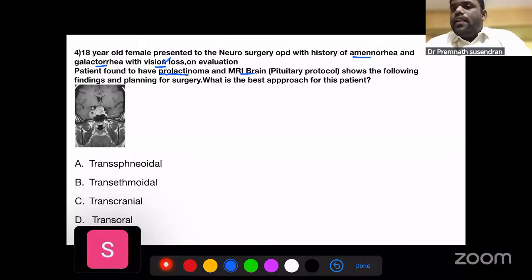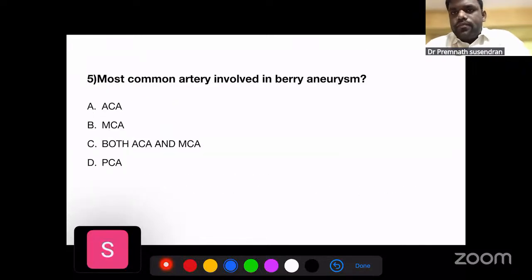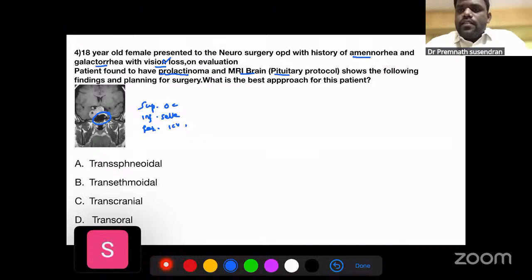So the MRI brain pituitary protocol shows the following findings. This is your tumor that is compressing the optic chiasma. Superiorly, it compresses the optic chiasma. Inferiorly, it is from the sella. Laterally, it encases the internal carotid vessels and the cavernous sinus.